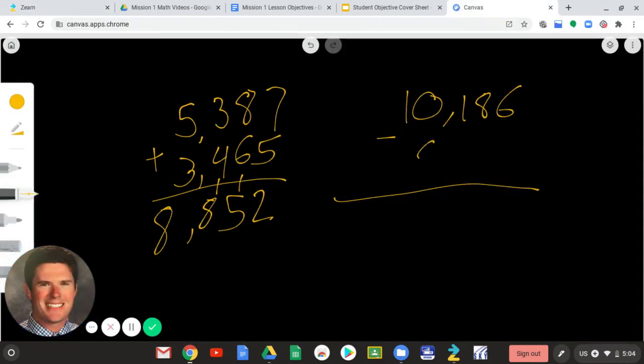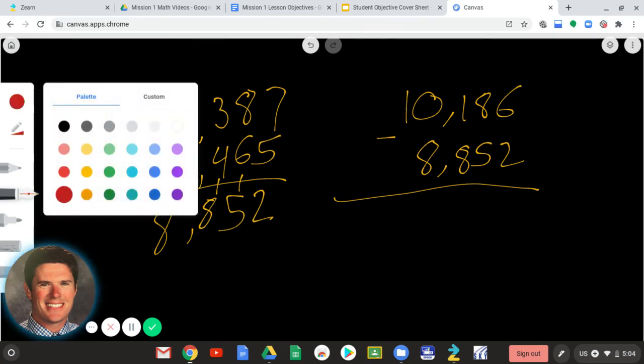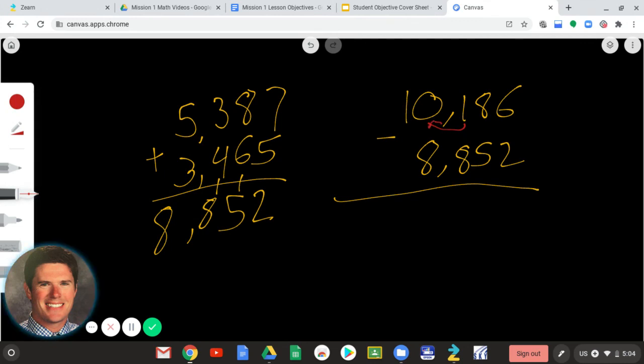the 8,852 from my total, which was 10,186. So now I just need to subtract. First of all, let's set it up. Can I subtract 6 minus 2? Yes. Can I subtract 8 minus 5? Yes. Can I subtract 1 minus 8? I cannot. So I have to borrow. I go next door. Can I borrow from 0? I cannot. So then I need to go next door again to the 10,000s place.